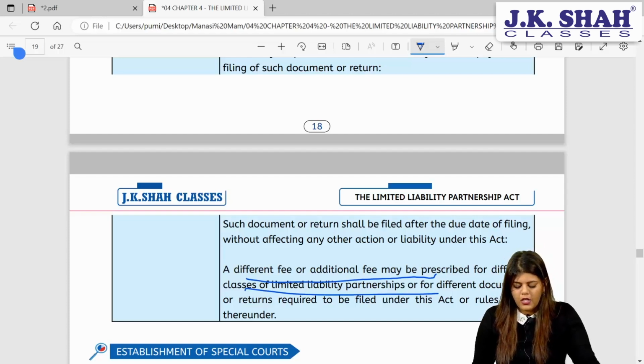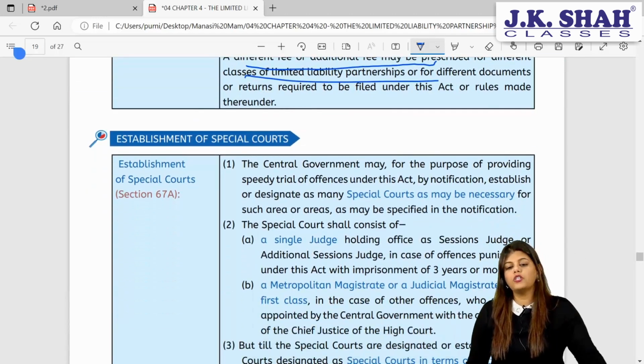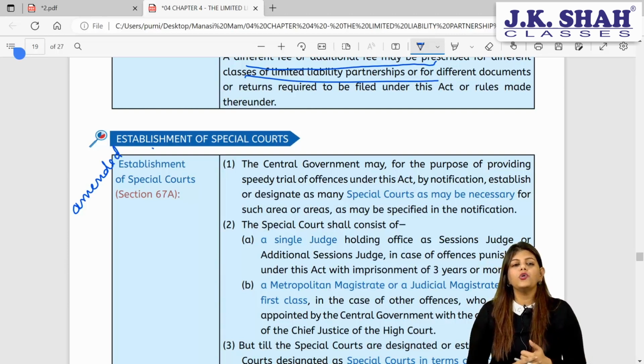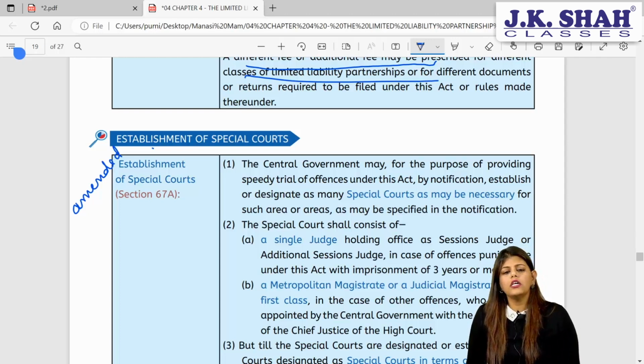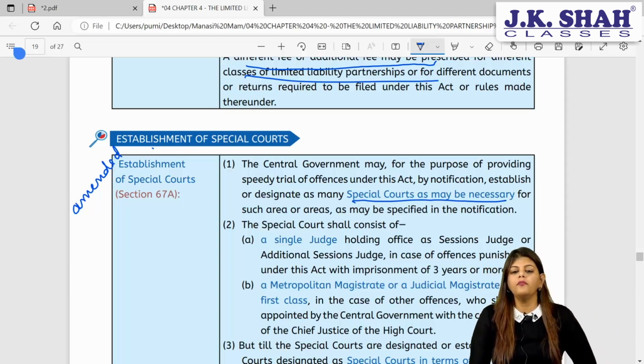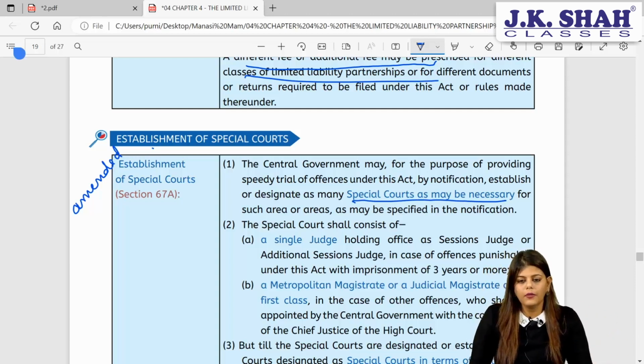That's it. And this establishment of special courts is again newly inserted, so it is entirely amended. Just like in companies you have the NCLT, special courts, the government says we will set up special courts in LLPs also. So the central government, for the purpose of providing speedy trial of offences, what a joke, will establish special courts, so that cases are solved quickly. For quickly finishing matters, we will appoint and create special courts.